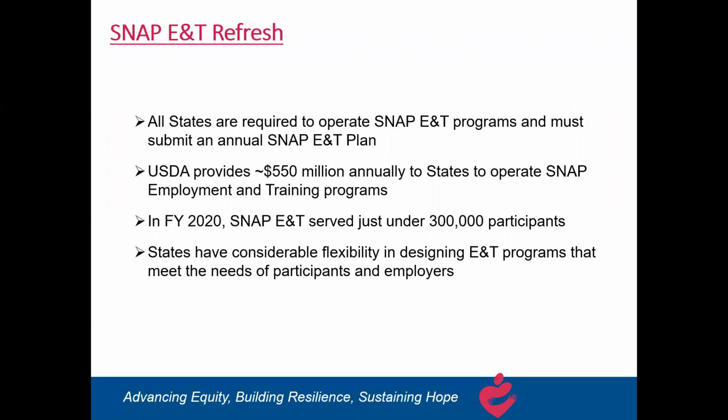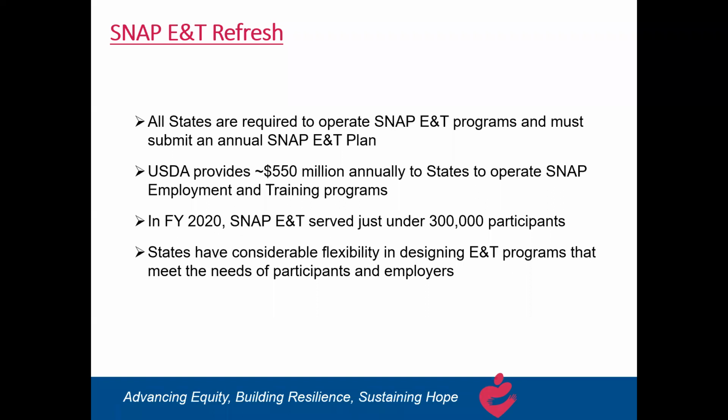So again, just a refresher on SNAP E&T. As you know, all states are required to operate a SNAP E&T program, and they have to submit an annual plan. It's really important that they get information from their partner providers to build that state plan. USDA has committed quite a bit of resources into this program during the last year. They provided about $550 million to states to run their programs. In FY 2020, SNAP E&T served about 300,000 participants. States also have a lot of flexibility in designing their E&T programs to fit the needs of their participants, the employers in their state, and the providers that help them provide those services.